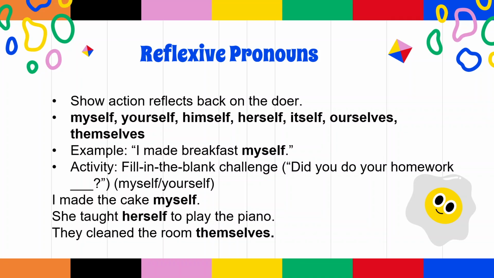So when we take more examples like I made the cake myself. So myself is a reflexive pronoun. Why? Because this is reflecting back to the doer that the cake was made by me. Then she taught herself to play the piano. So here herself points back to the doer, she. And finally, they clean the room themselves. So here themselves is pointing to the doer, they. So whenever you have any action that reflects back to the doer or the subject, they are called reflexive pronouns.